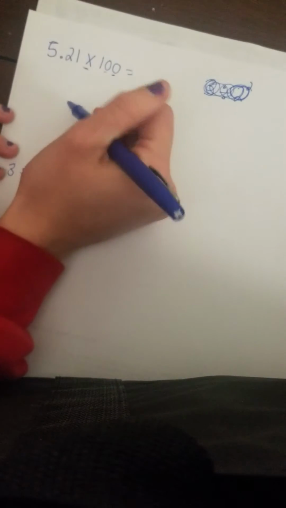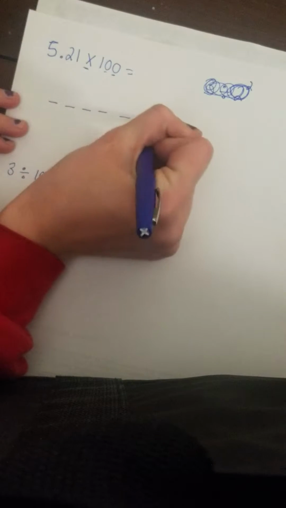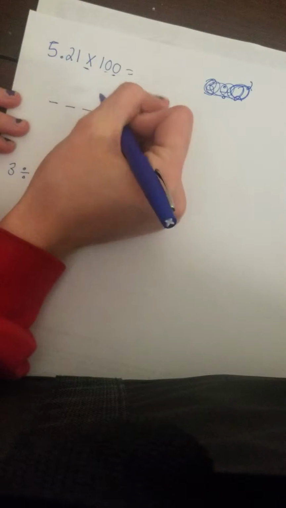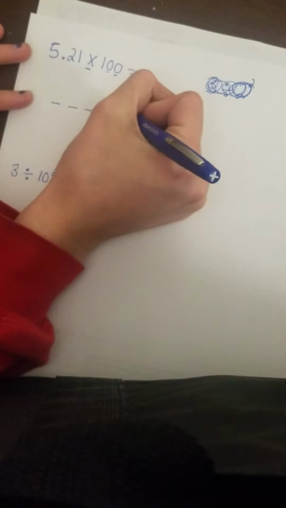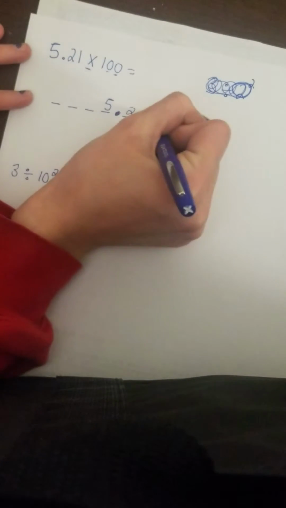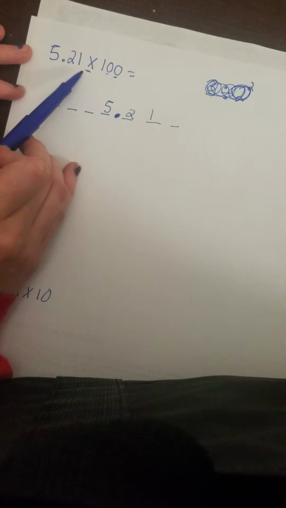So I start by writing my number line. Doesn't matter how many lines you put, just put some lines down. Draw your decimal, and then put in the number you started with. So 5.21. This is the same number as this. Now is when we actually move it.